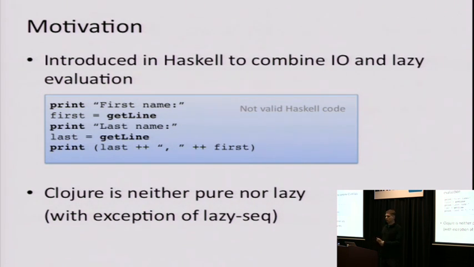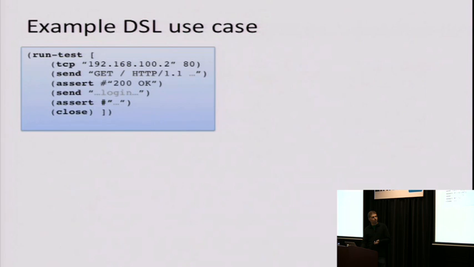So why should we actually care about monads in Clojure? Where is the motivation? Let's take a look at a small example. Let's assume we are writing a test framework for services, like an HTTP server, maybe an FTP server. So for this test framework, which is actually what I do at work, we would like to provide a DSL a test engineer can use to script test cases.